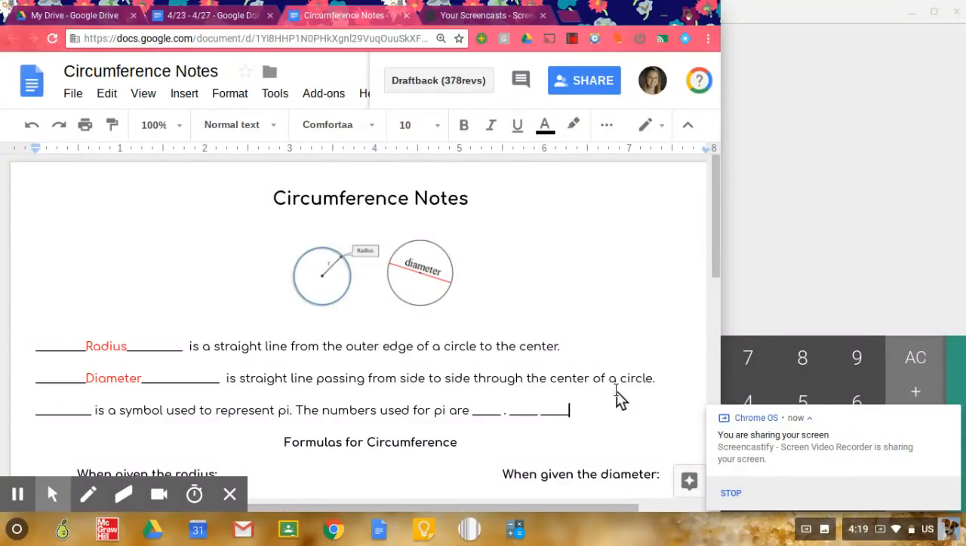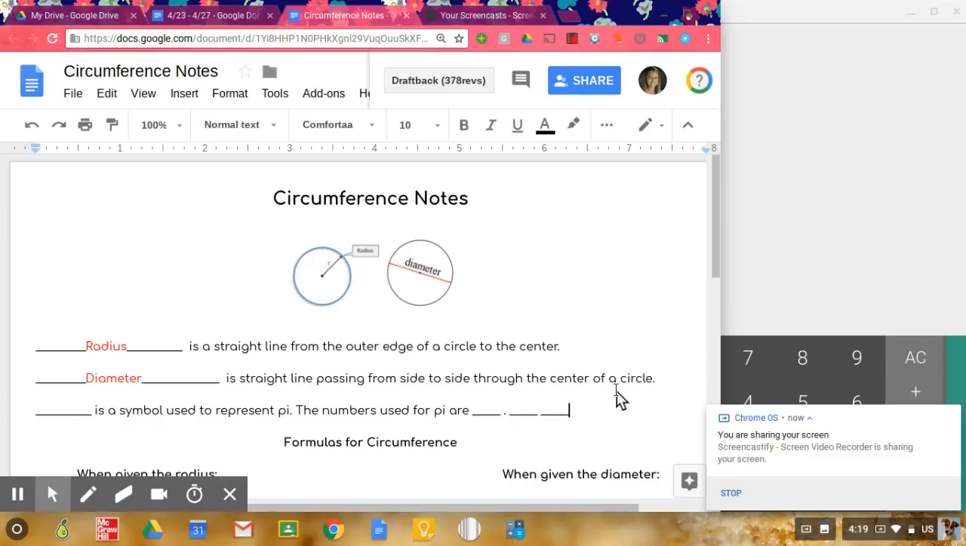These notes go over how to find the circumference of a circle. Circumference is perimeter. For all other shapes, it's just called perimeter. It's the distance around the outside. But for a circle, we call that circumference. But it's still the distance around the outside of the circle.